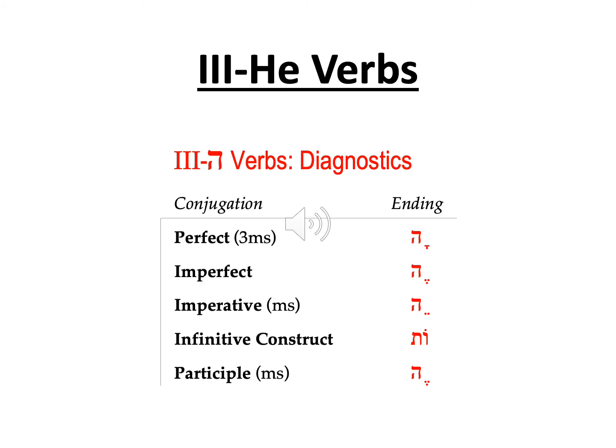Again, as a repetition, here are the third hey diagnostics. Keeping in mind, you are going to see this chart in every single stem we cover. Perfect always ends in kametz hey. Imperfect always ends in segol hey. Imperative always ends in sere hey. Infinitive construct always ends in holum vav tav. And the participle always ends in segol hey.